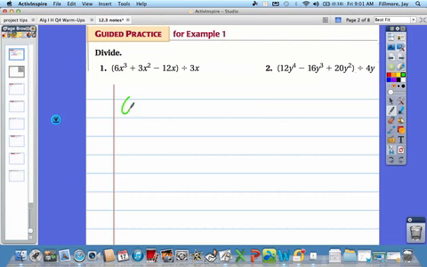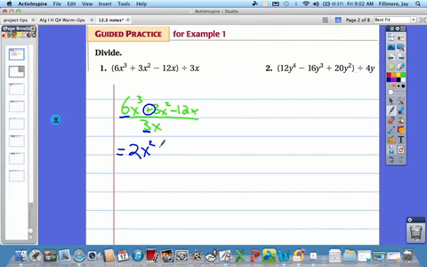Okay, so I'm going to do the first way for the first one and the second way for the second one. So if I have 6x cubed plus 3x squared minus 12x, I'm dividing by 3x. I'm just going to divide each term by 3x. Like the last time, you can break these apart into separate fractions, or you can do some mental math and leave it as the same fraction. So if I have 6 divided by 3, that's 2. And x cubed divided by x to the first is x to the second. So there's my first one.